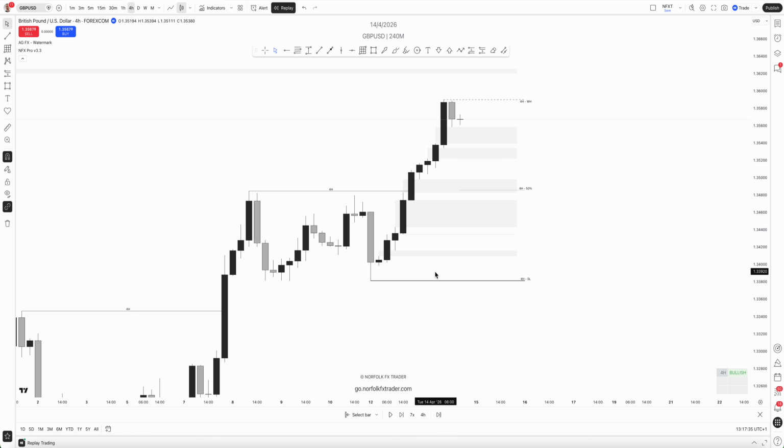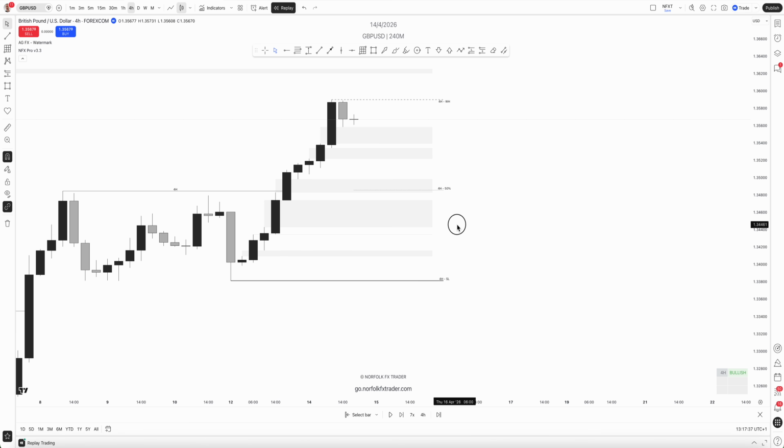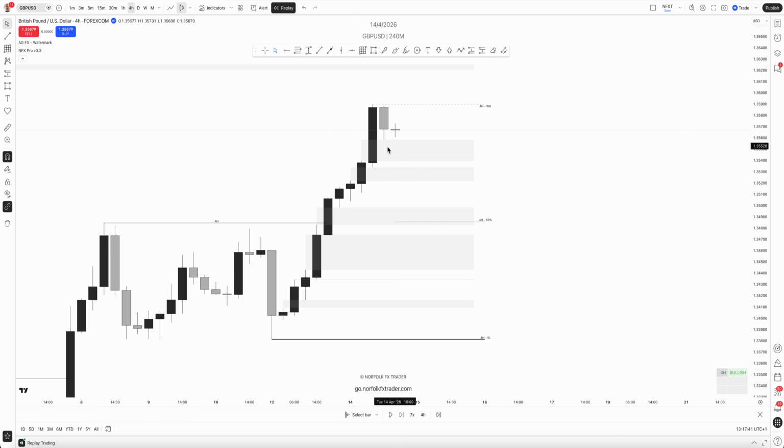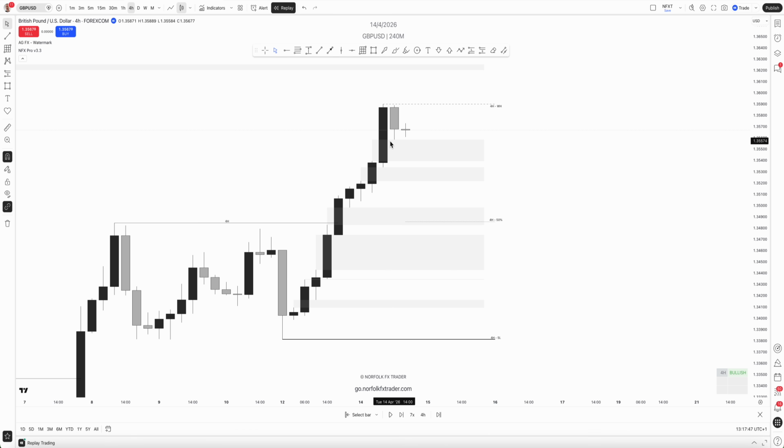So if you look at this chart right now, where's the reaction going to start? Well, the reaction is going to start at this imbalance because it's the closest location on price where we can see a reaction from. Price is going to come back into this imbalance, react, potentially want to go back up to the week high before we can run for the next imbalance. Let's go through this candle by candle so you can see exactly how it happens.